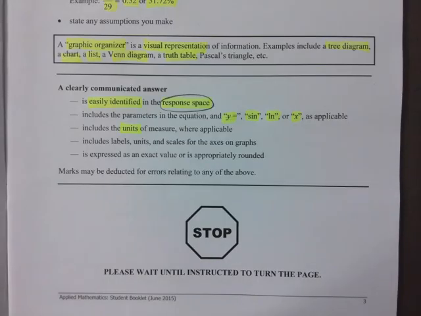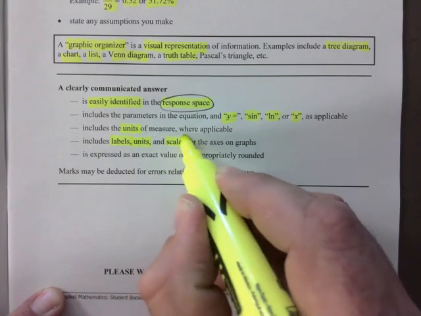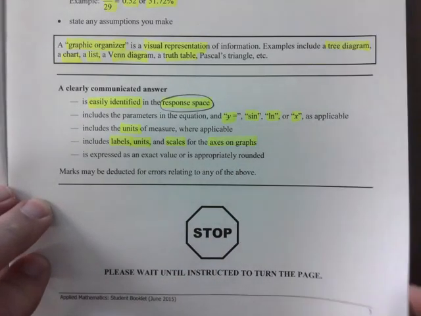Always include your units where applicable. Label units and scales when you're graphing. Okay? So if it's an exact value, we need to round, obviously. Okay? So now let's get started.